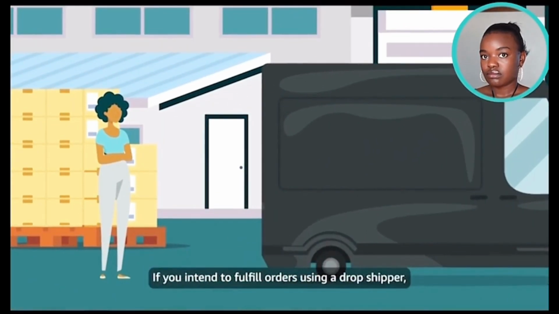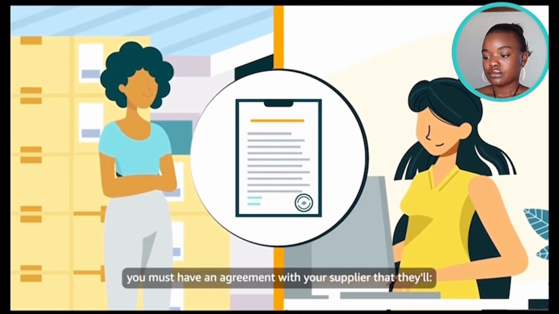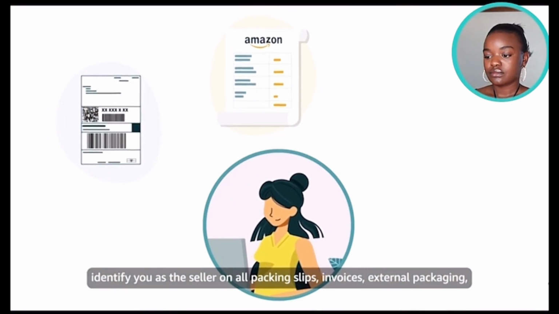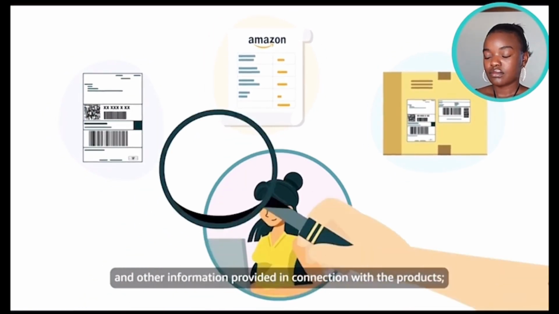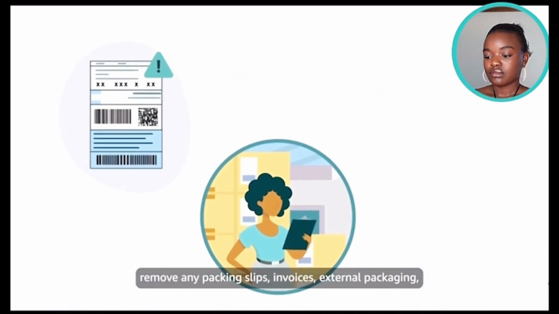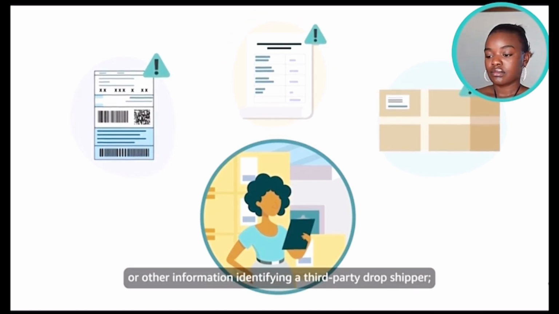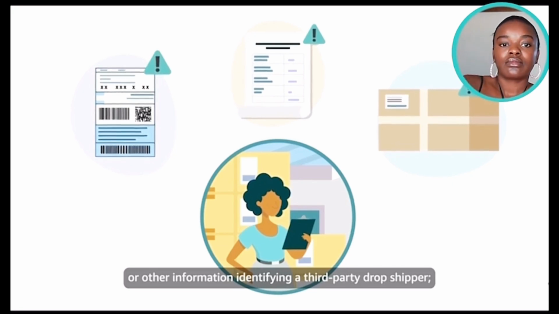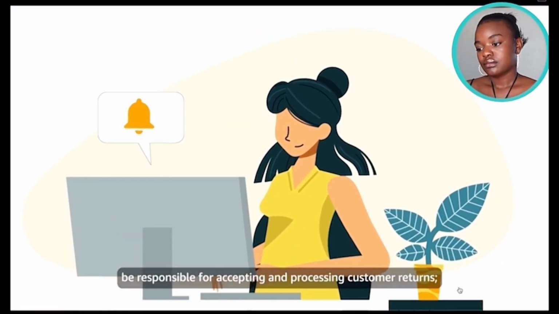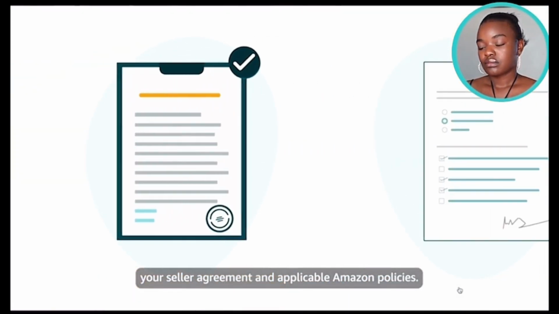If you intend to fulfill orders using a drop shipper, you must have an agreement with your supplier that they'll identify you as the seller on all packing slips, invoices, external packaging, and other information provided in connection with the products. Remove any packing slips, invoices, external packaging, or other information identifying a third-party drop shipper. Be responsible for accepting and processing customer returns, and comply with all other terms of your seller agreement and applicable Amazon policies.